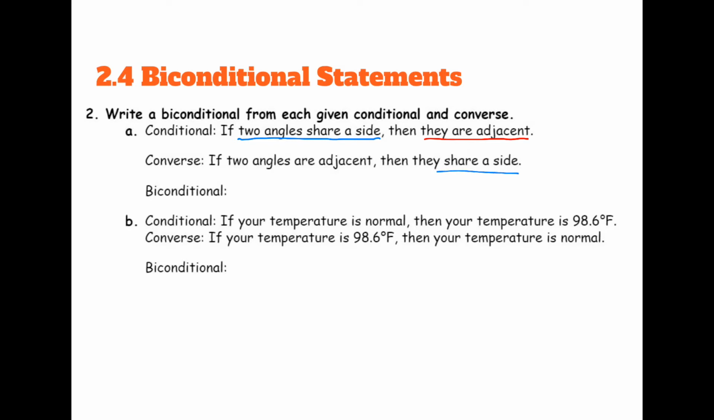Okay, they share a side. Yes, that's swapped. And two angles are adjacent. Yeah, that's swapped too. That's cool. So now we can write our biconditional statement. So it's going to be our P, two angles share a side.